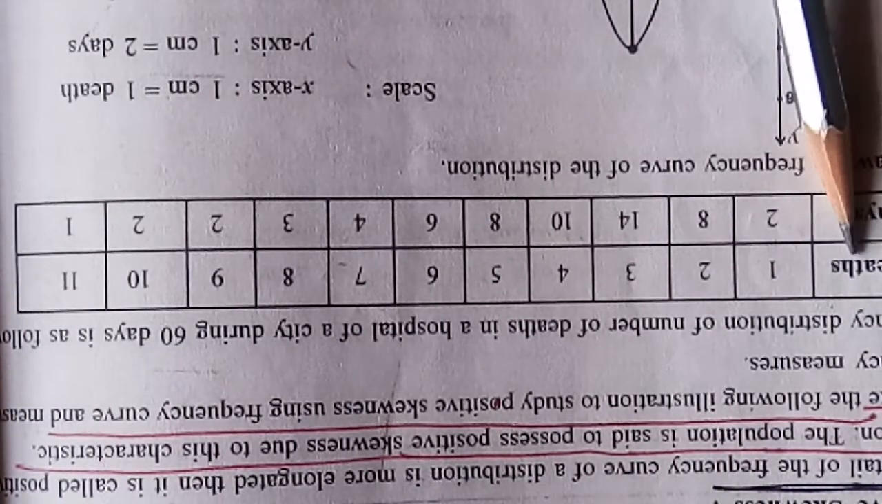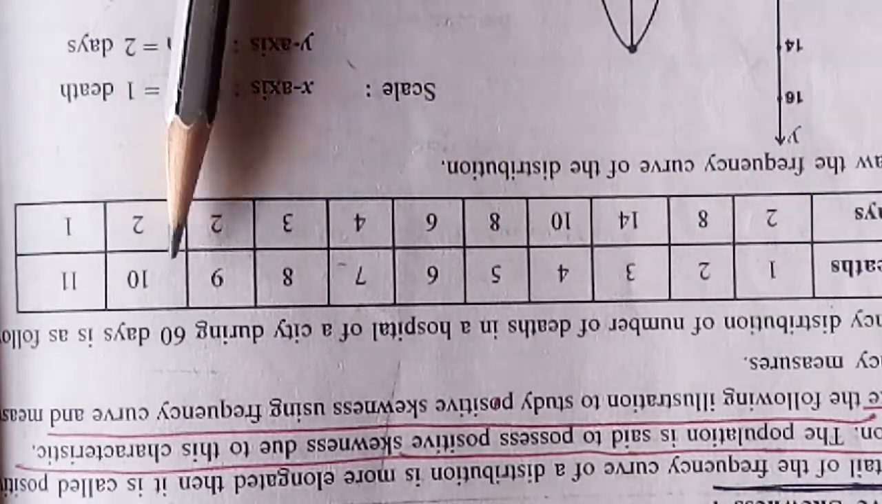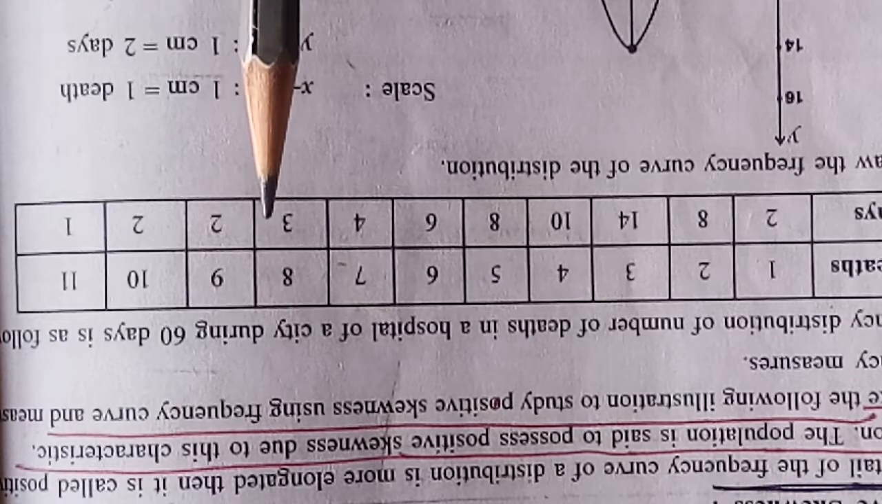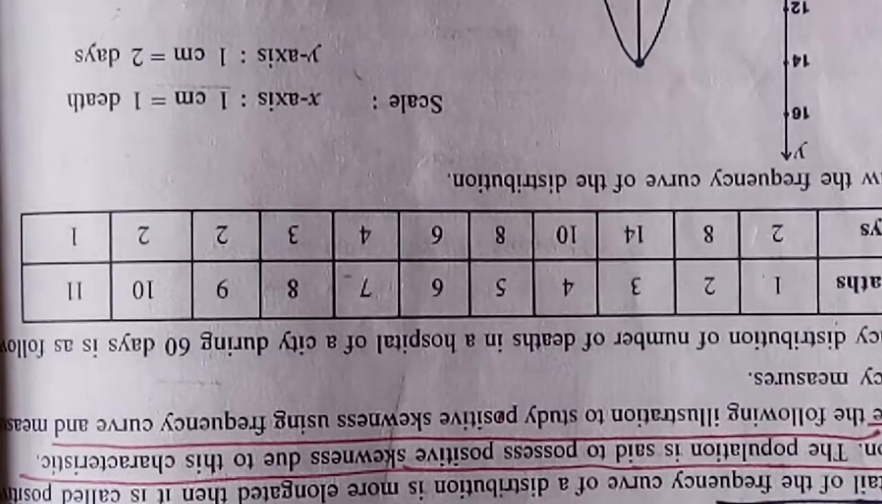Number of deaths 1, 2, 3, 4, 5, 6. It is already in ascending order. If it is not in ascending order, you have to arrange it. Now here first of all they have drawn a graph. Let us see the graph first.